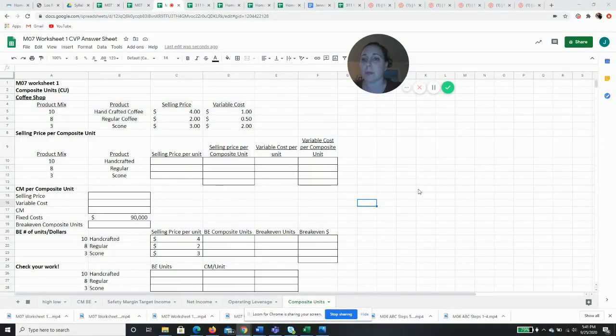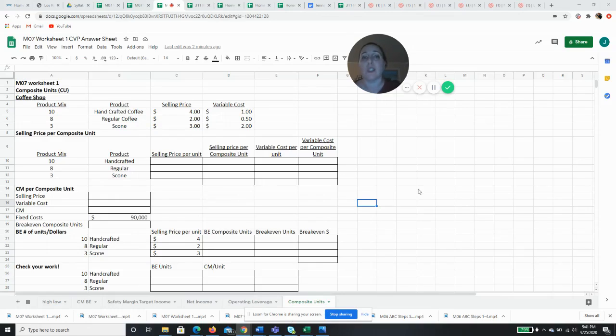In fact, in our sample business, we sell 3 products. We sell handcrafted coffee, the kind that have, get me a half decaf, almond milk, triple shot, 3 pumps with whip, something. Okay. Then we have just regular coffee, just brewed coffee, and then we sell scones. And so if we wanted to calculate our break even, it's going to be hard when we have 3 different products with 3 different sales prices and 3 different variable costs. So what we do is we put them into a composite unit.